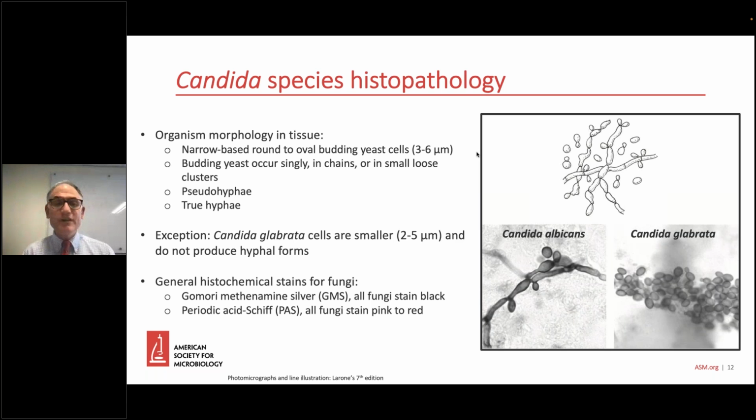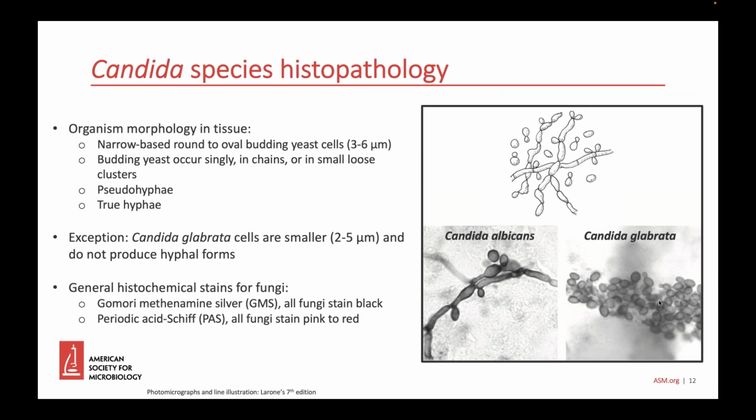We often use the GMS stain, which is fungi specific, and also the PAS stain, where fungi will stain pink to red. So just showing the micrograph, you can see Candida albicans, and we can see the small budding yeast of Candida glabrata. Now, the reality is about Candida auris, we don't really know what it looks like in tissue. I've seen reports where it can present like Candida albicans, but I've seen other reports where it seems to present like Candida glabrata. So we don't really know, at least I don't know, how Candida auris presents in tissue.